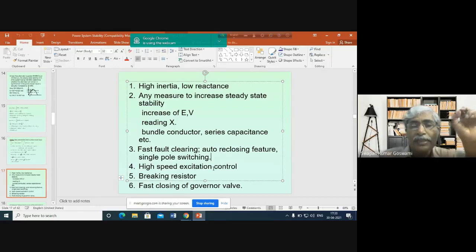Okay, then high speed excitation control. Actually, after finishing this stability, we shall be discussing the excitation control. Excitation control basically is the control of field current. Now, whenever there is any change in the loading of the generator, whether load increases or load decreases, whatever may happen, always the terminal voltage will change. It may increase, it may decrease depending upon the change in the loading condition.